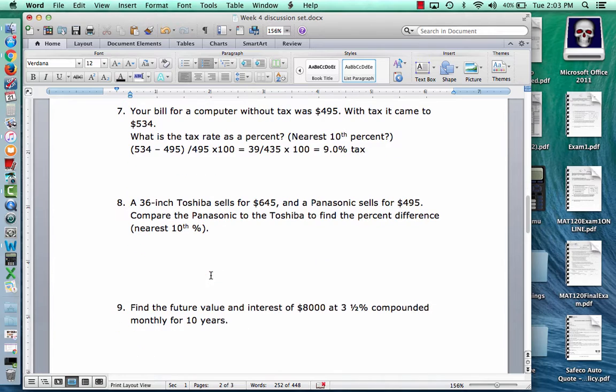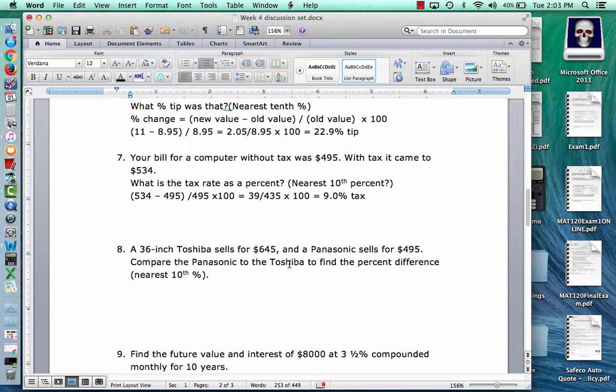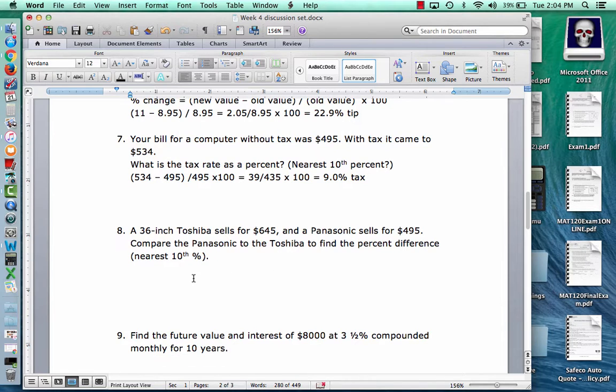All right, next. It says a 36-inch Toshiba sells for $6.45 and the Panasonic sells for $4.95. It says compare the Panasonic to the Toshiba. So this is a little different because we don't really have a new and an old value. But whenever we compare something to something else, like in this case, the Panasonic to the Toshiba, whatever you compare to is the old value, the original value.